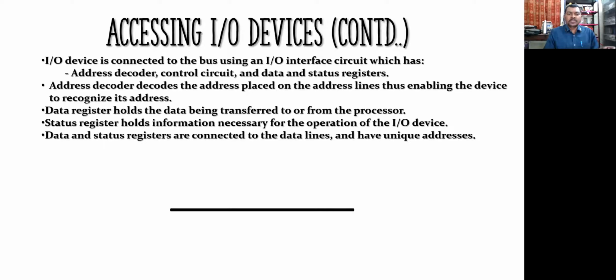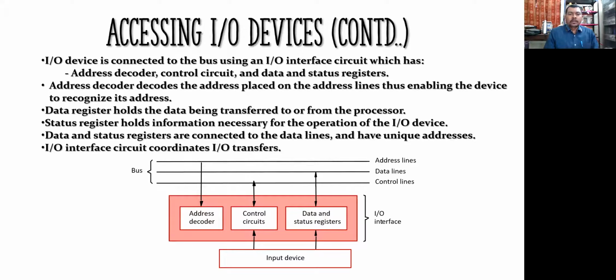Data and status registers are connected to the data lines and have unique addresses. So the data and status registers are near about the same, connected to the same data lines, and they also have the same unique addresses. The input output interface circuit coordinates input output transfers, right? This is going to just coordinate that. And this is the block diagram of those four units that we are going to communicate with.